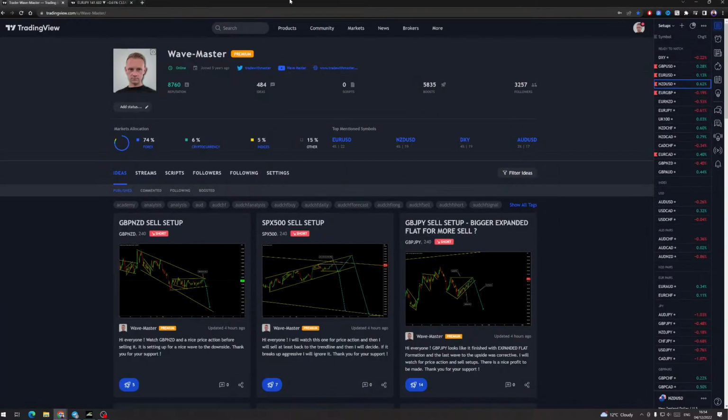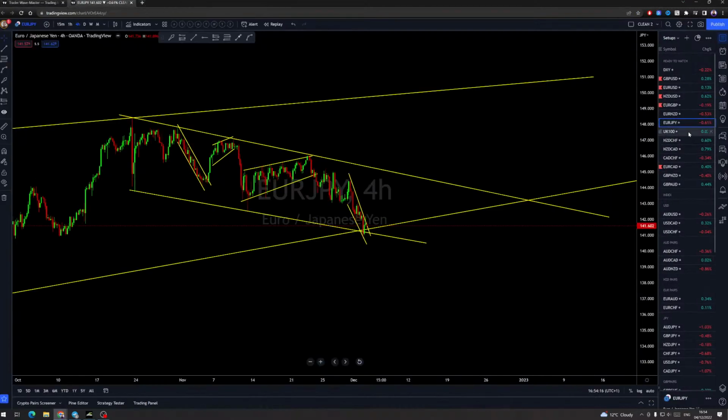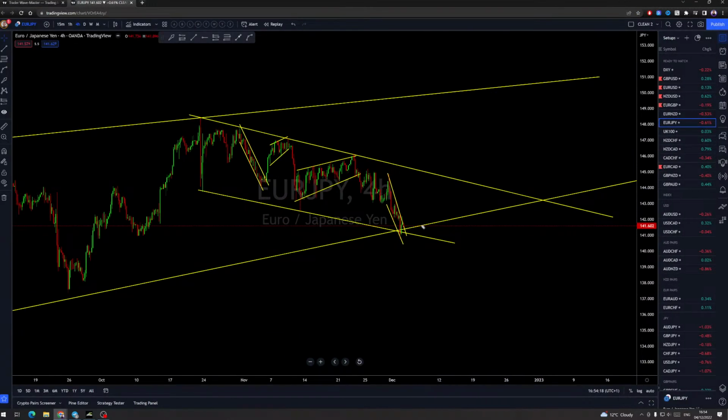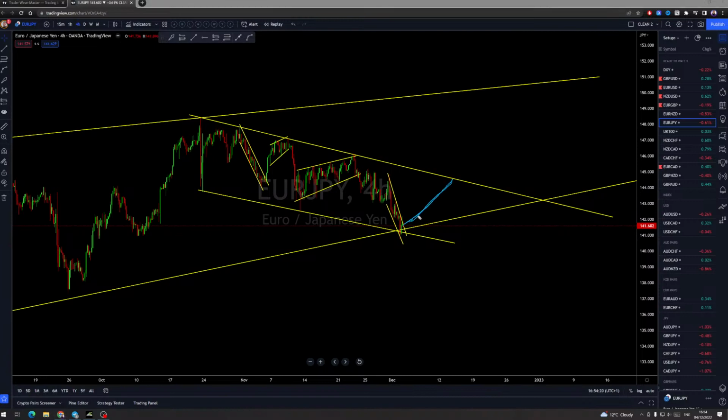Okay, so next one. So you know what to do, just go for this movement. Okay, this will be your buy back in the trend line at least.